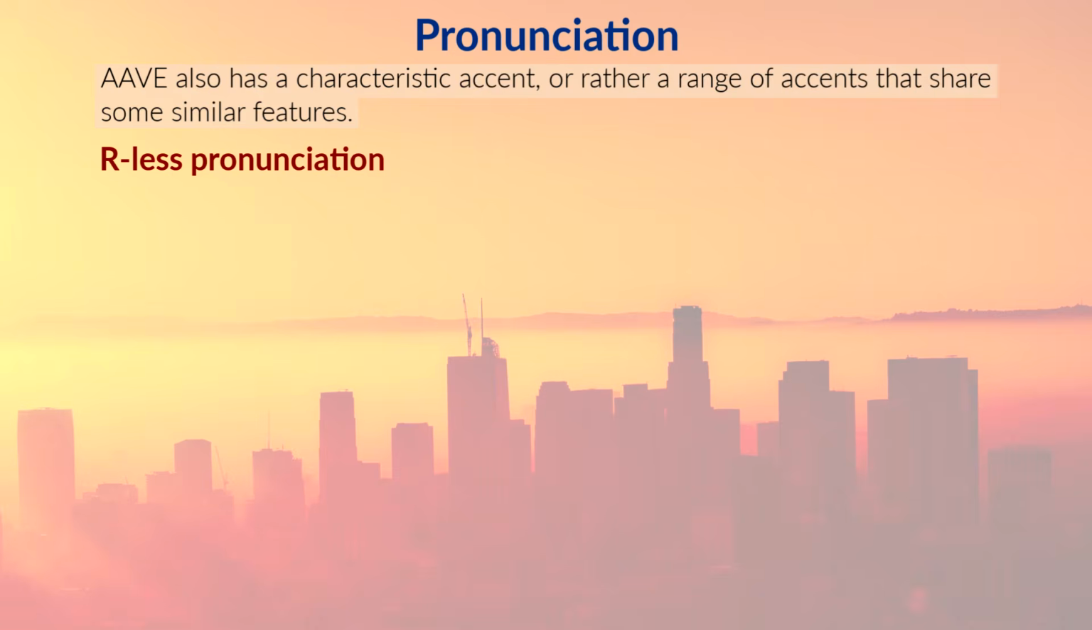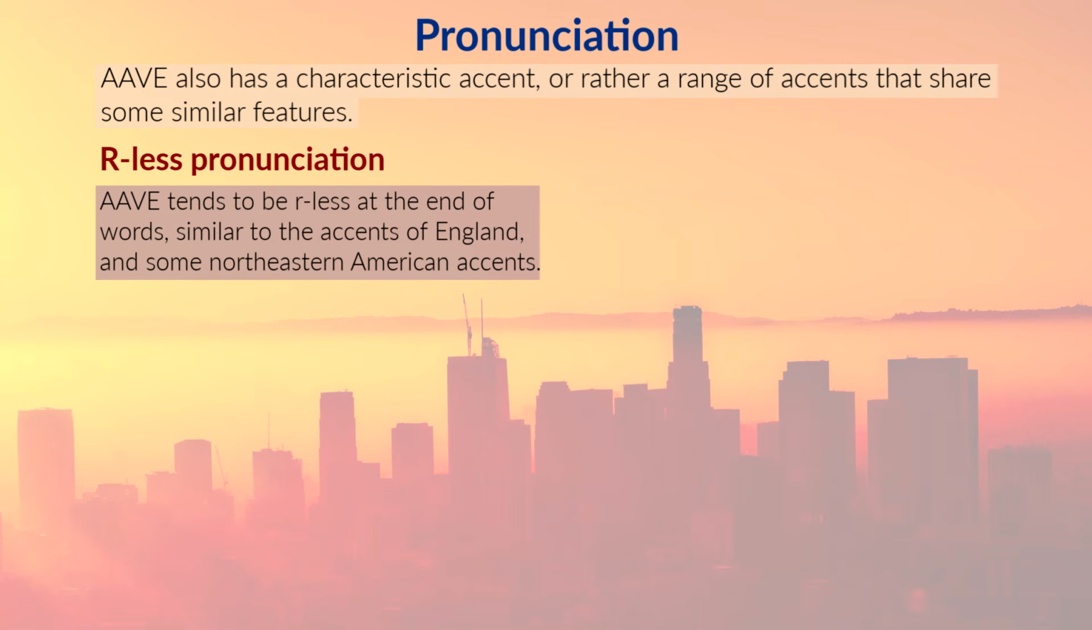Pronunciation. African American Vernacular English also has a characteristic accent, or rather, a range of accents that share some common features. We can't talk about all those features here, but let's look at a few of them. R-less pronunciation. AAVE tends to be R-less at the end of words, similar to the accents of England and some Northeastern American accents. Brother, mother, sister.